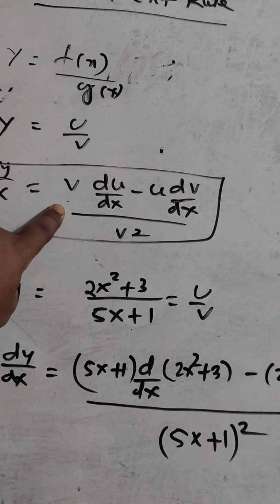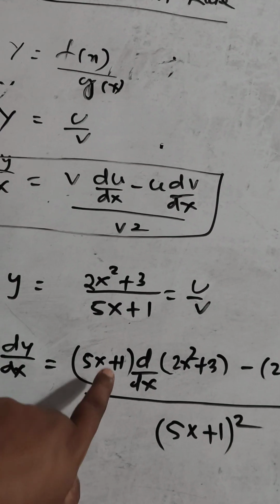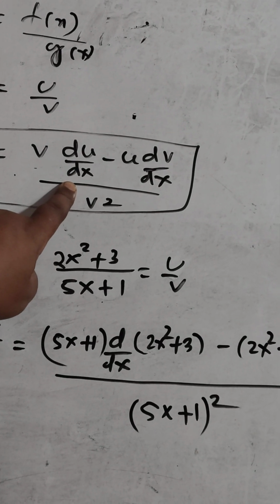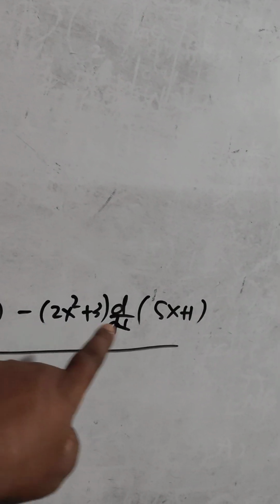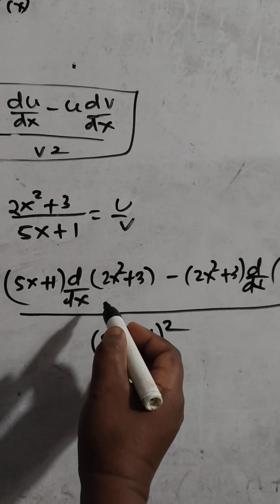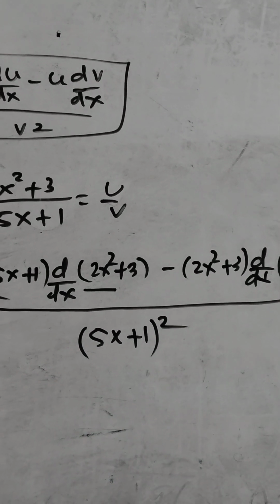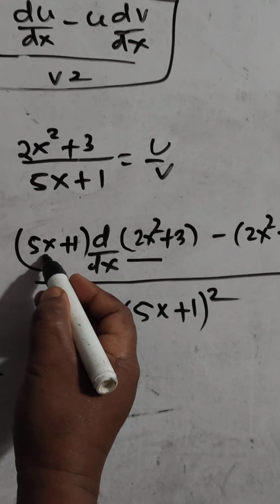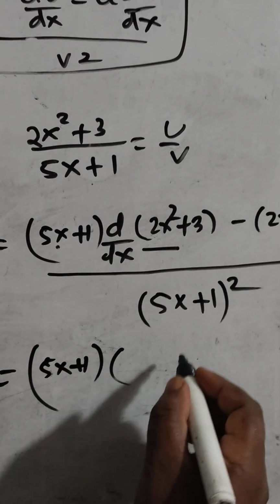You have to substitute the values of u and v in the formula. So in place of v, I have written 5x plus 1. Then d by dx is the symbol of derivative. In place of u, I have written 2x square plus 3, minus u into derivative of v by v square. Now we have to find the derivative of these two only, where d by dx is there. Clear?